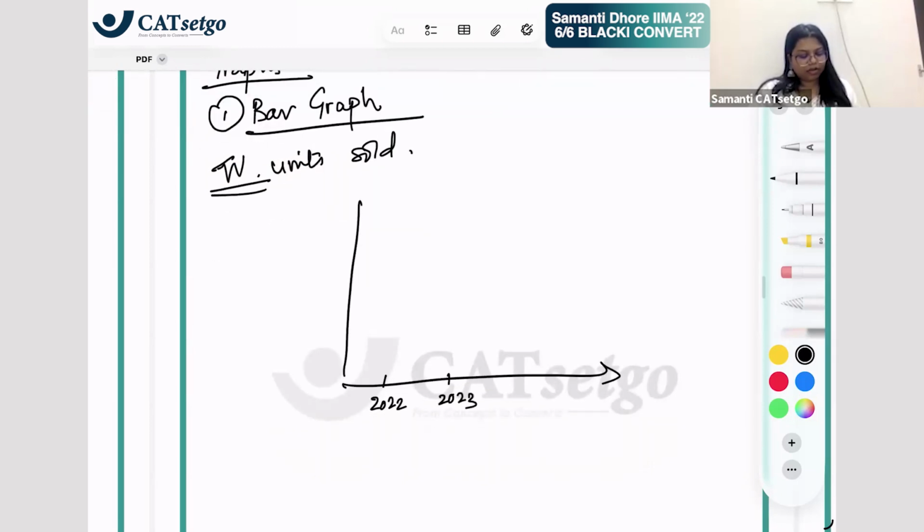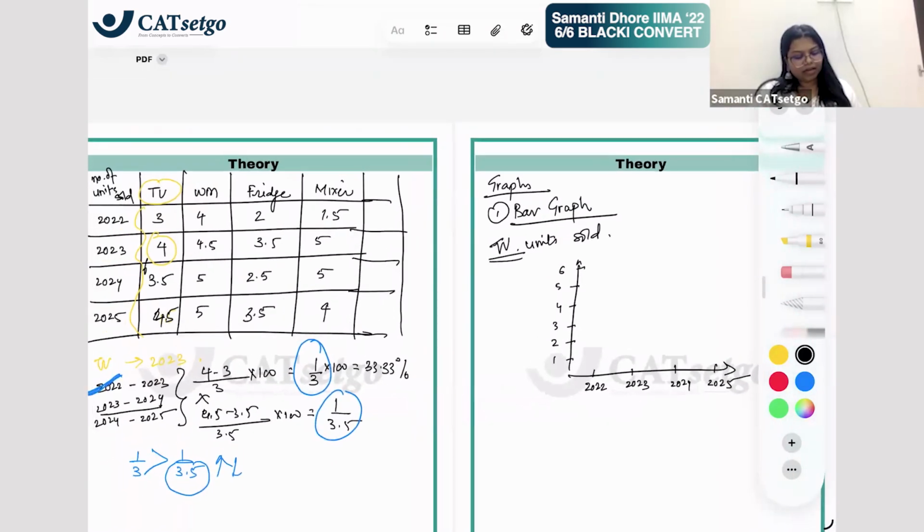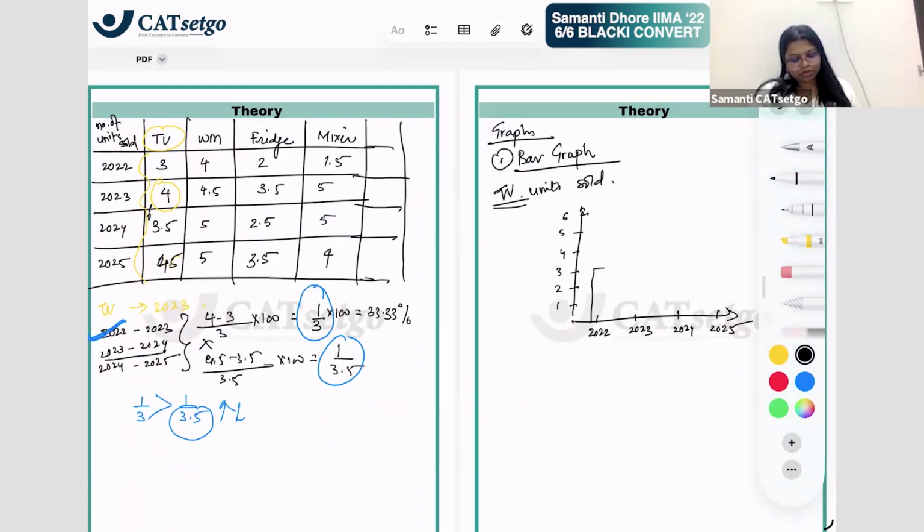2022, 2023, 2024, 2025. I'll put years here and I'll put units, 1, 2, 3, 4, 5, 6. These are the units, and accordingly if I plot this data, in 2022 I know 3 units were sold. This is a bar that represents this. 2023, 4 units were sold, right? Then 2024, 3.5 units were sold. Then 2025 we have 4.5 units sold.